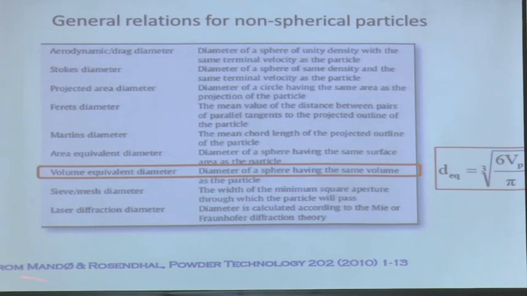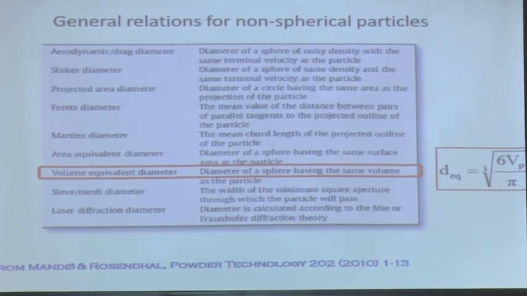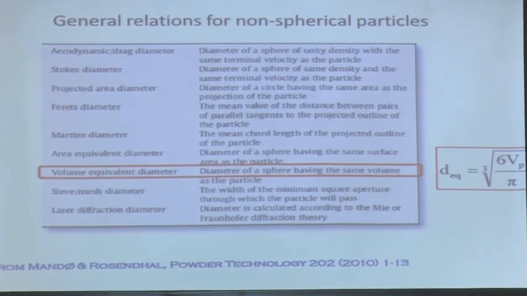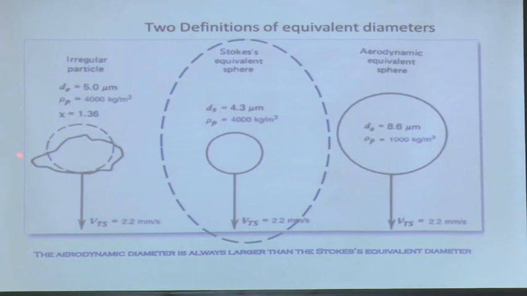This is taken from a book. You see that you can find many different definitions of equivalent diameter. It depends if you do it on the volume, on the projected area, on the weight, or on the settling velocity. So you may have different ways to evaluate that length. Then you say that my particle, which has a complex shape, I'm going to assume is an equivalent sphere, and I want to know what are the forces acting on that equivalent sphere. This is the basic idea.